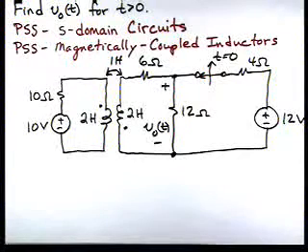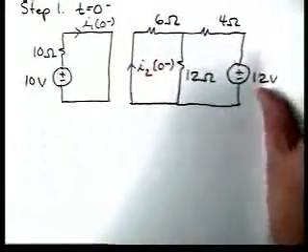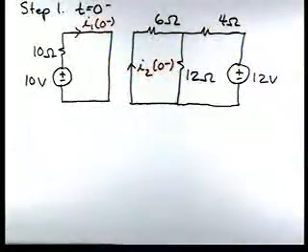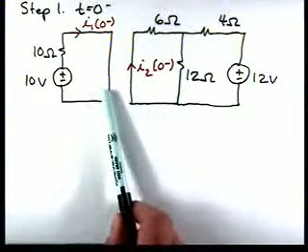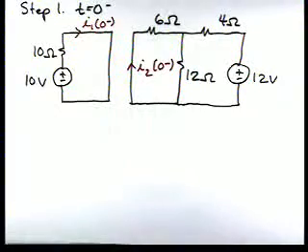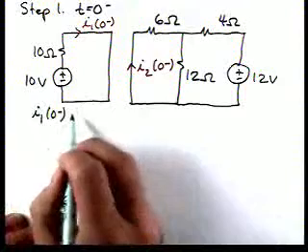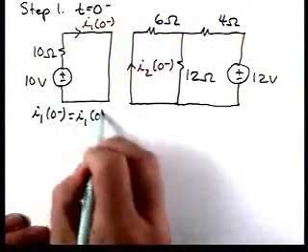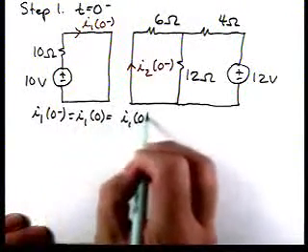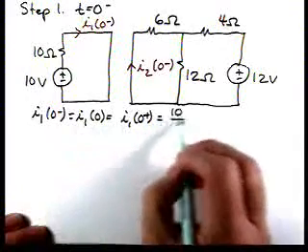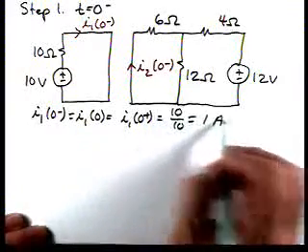in the circuit. So let's draw the circuit for t equals 0 minus. We will assume that we're in steady state, so we can replace the inductors with short circuits. So you can see what we've done with the inductors. And for instance, if we calculate I1 of 0 minus, which is I1 of 0 plus, that's 10 over 10, which is equal to 1 amp.